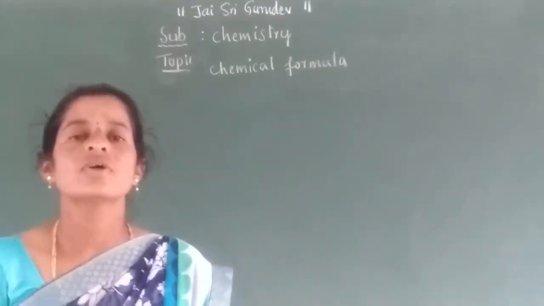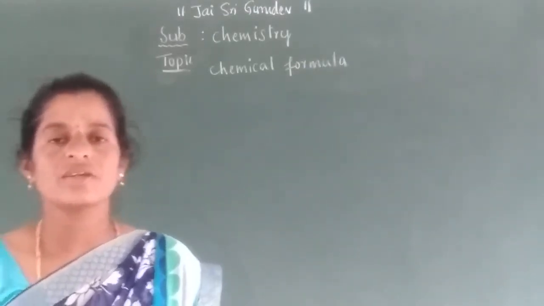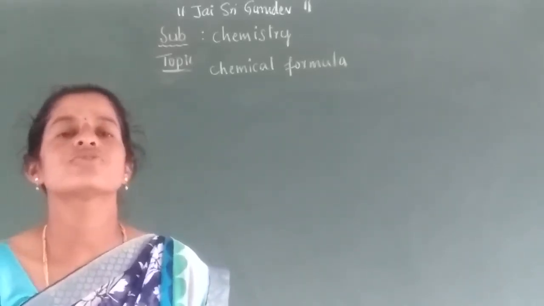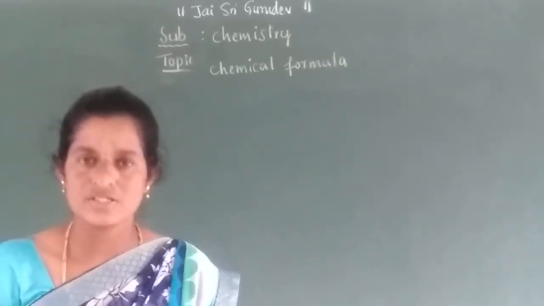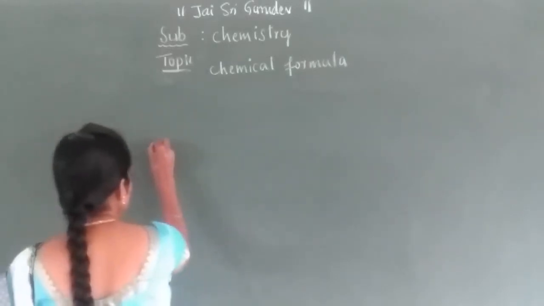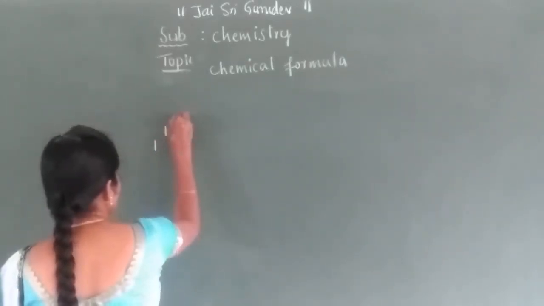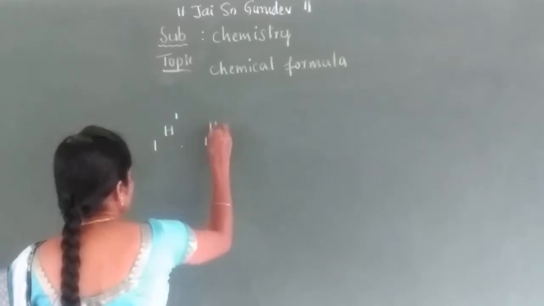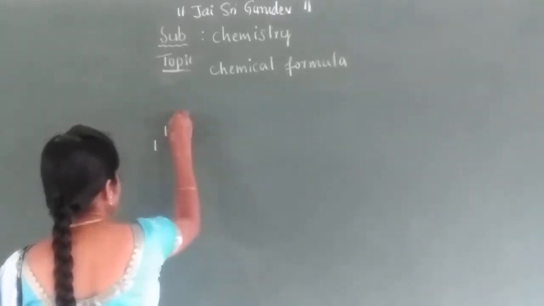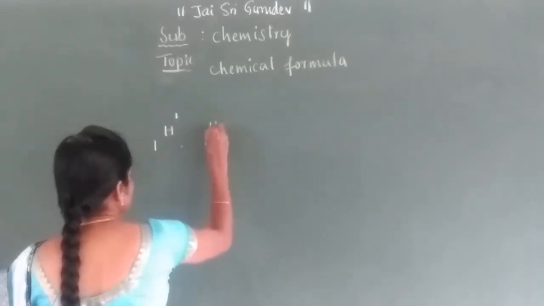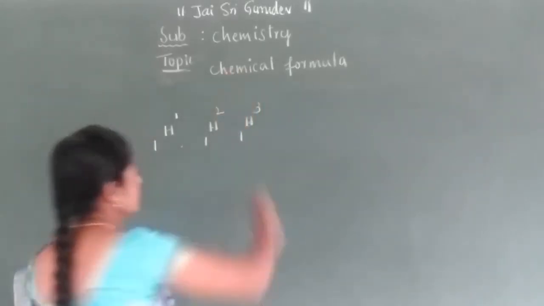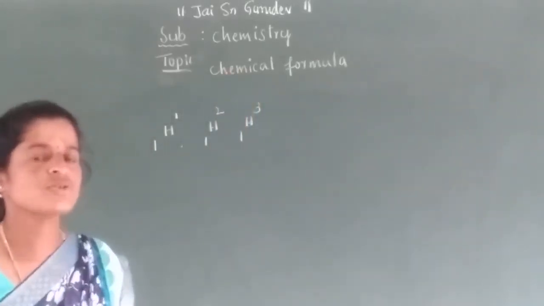Isotopes: the atoms of the same element have the same atomic number and differ in their atomic mass. Such kind of atoms or elements are called isotopes. For example, I am writing one example on the board. It may be 1H1 and 1H2 or 1H3. So these are all called the isotopes of hydrogen.